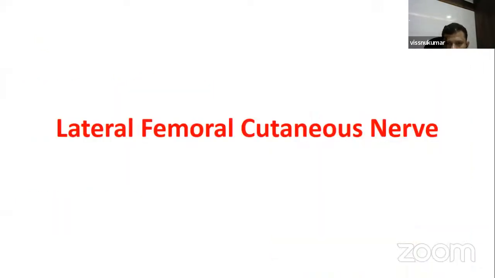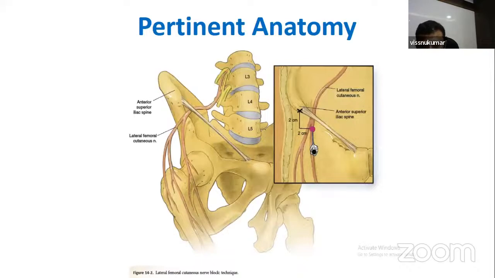Okay, now let's go to another nerve block, the lateral femorocutaneous nerve. This is a very important nerve. Only 2 days ago I did a case of meralgia paresthetica, where there is compression of the lateral femorocutaneous nerve. So the pertinent anatomy is: the LFCN is formed by the dorsal rami of L2 and L3, and as they form, they exit the pelvis below the inguinal ligament.